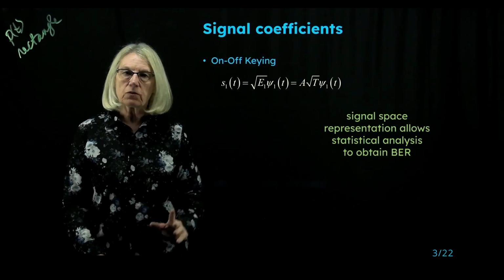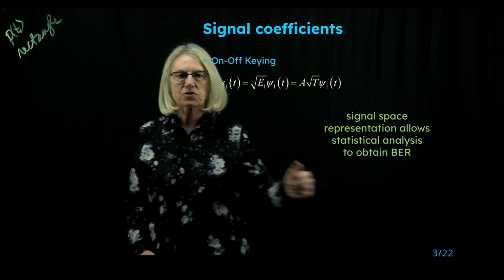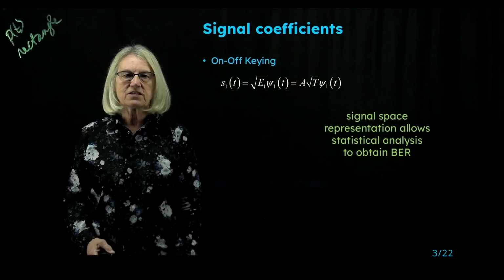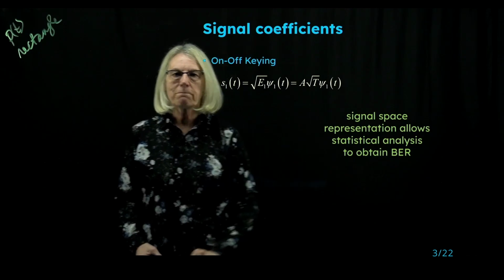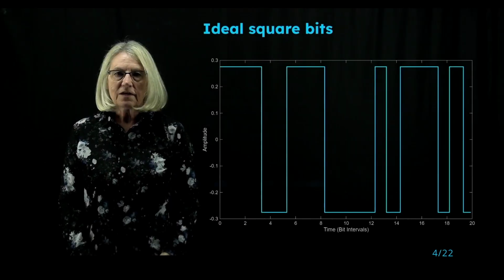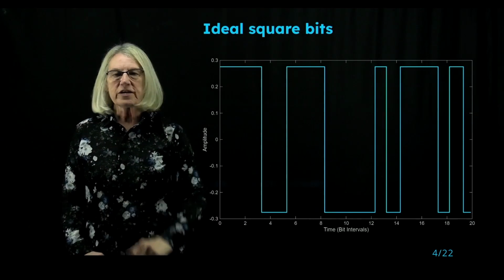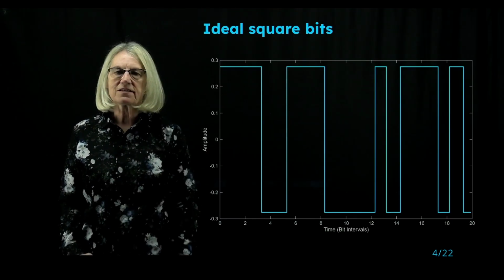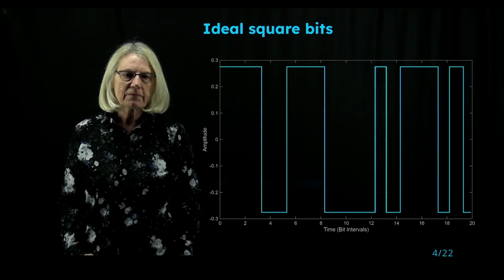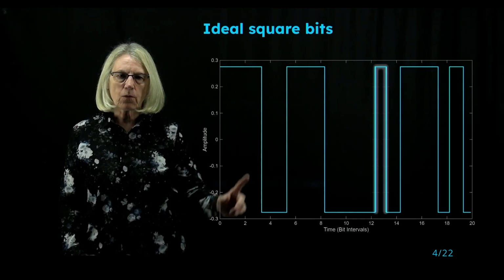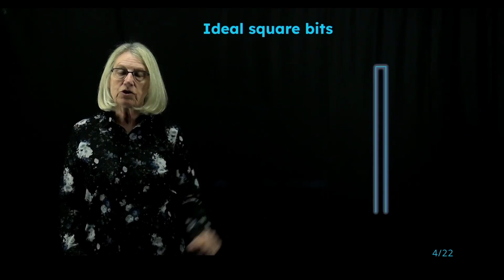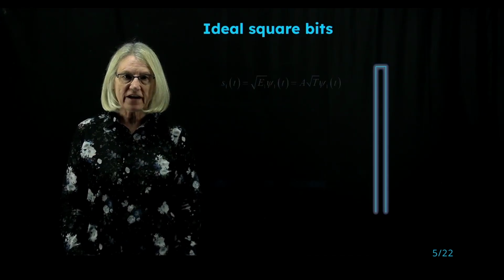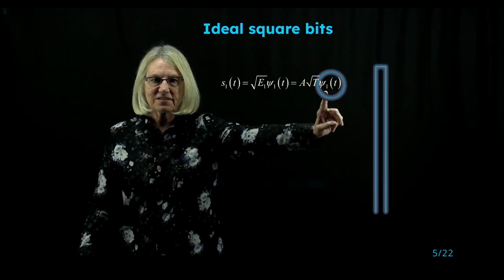Again, the reason that we're doing this approach as a signal space is because it allows us to do a statistical analysis to find the BER, or the bit error rate. I said that the first equation I gave you was based on rectangular form. So here's a sequence of bits where I'm using a rectangular waveform. And I can take one of those rectangles and use that as my basis vector. So that becomes the C of I.